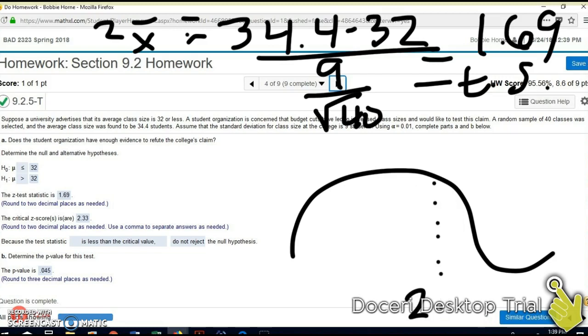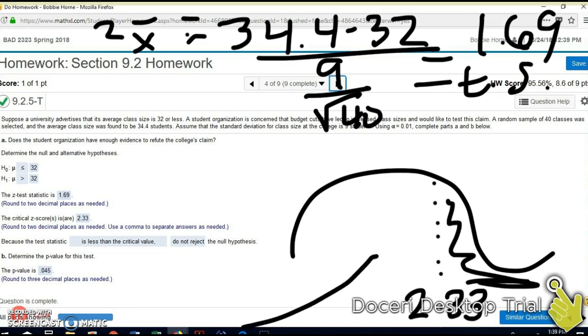I put the wrong number there. We want the critical value here. So our test statistic is not in the critical area, so we cannot reject it. Because our test statistic is less than the critical value, we do not reject the null.